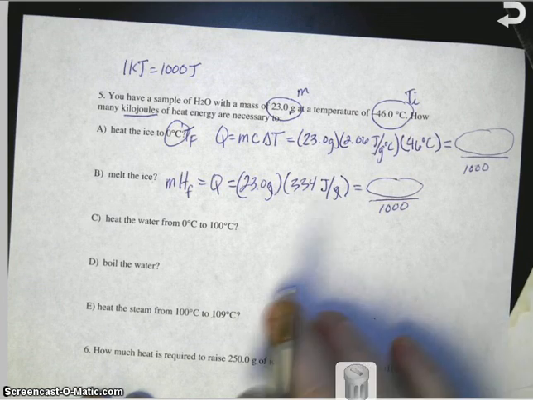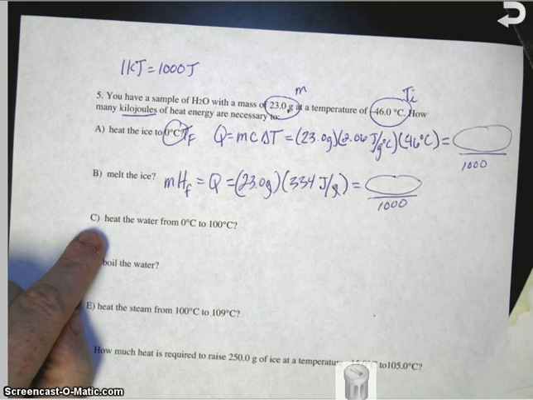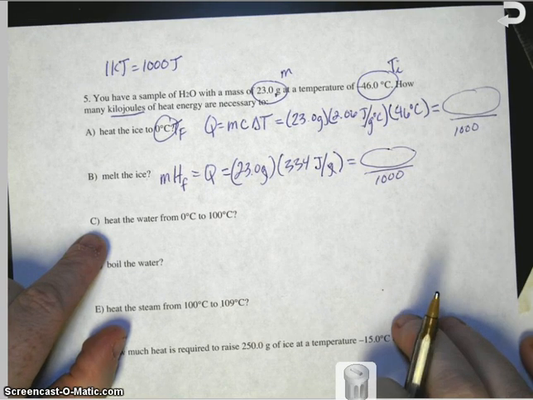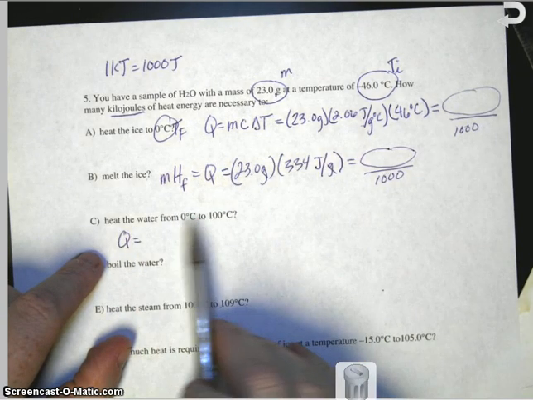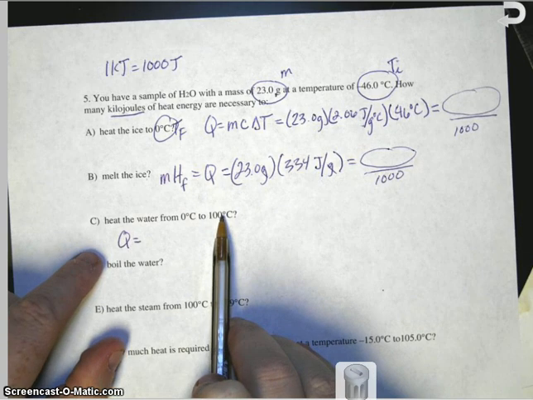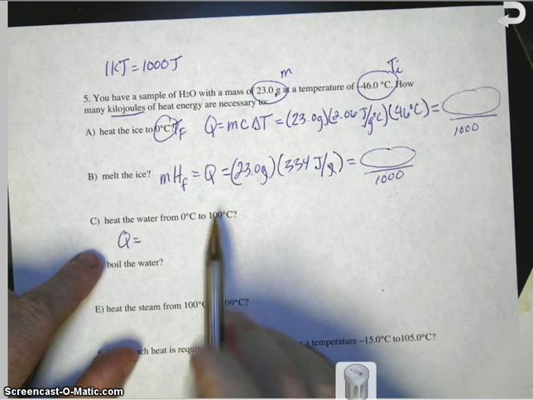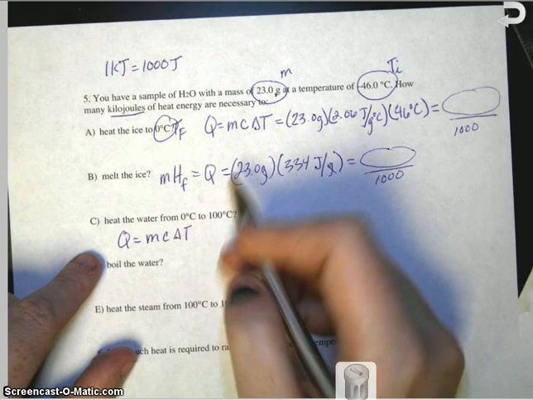Okay. For part C, it wants to know how much heat it takes to heat the water from 0 degrees to 100 degrees. So this is to make it go from when it's turned to a liquid to right as it starts to boil. So again, I'm going to use my standard equation. I don't have a phase change yet because it doesn't say to melt or to boil the water on there. So I'm just looking at how much it is for the temperature change. So my Q is still equal to mc delta T.